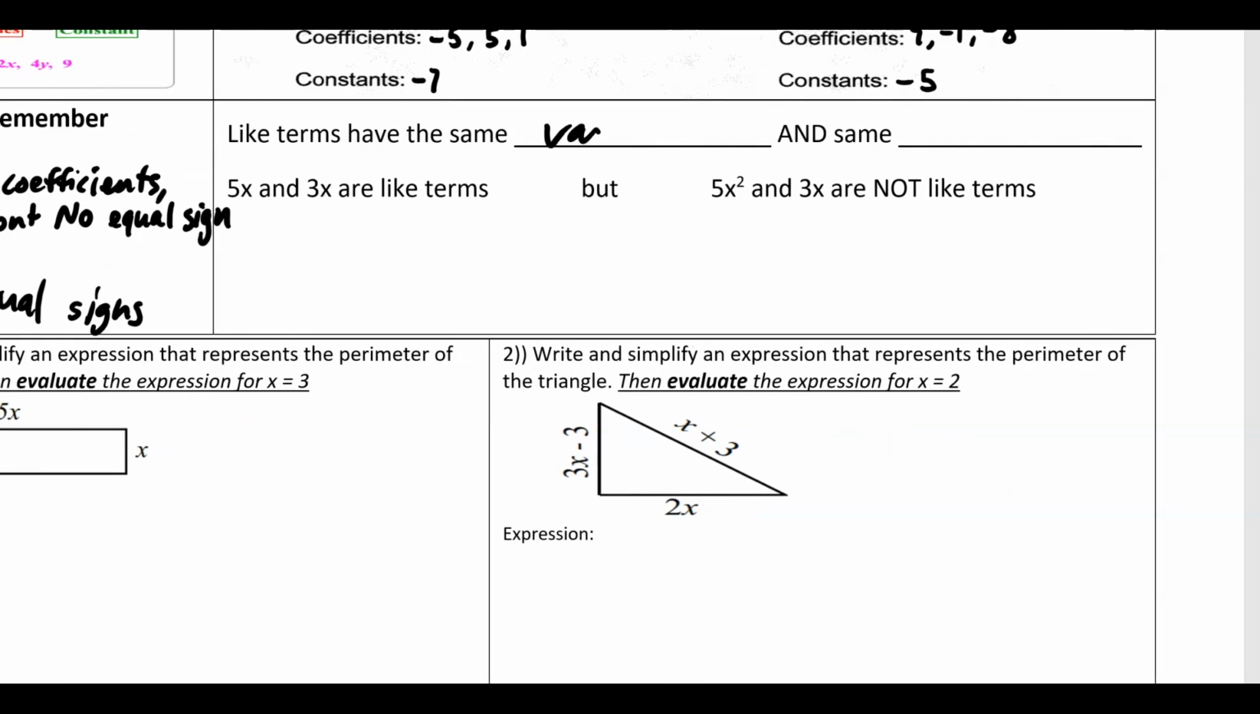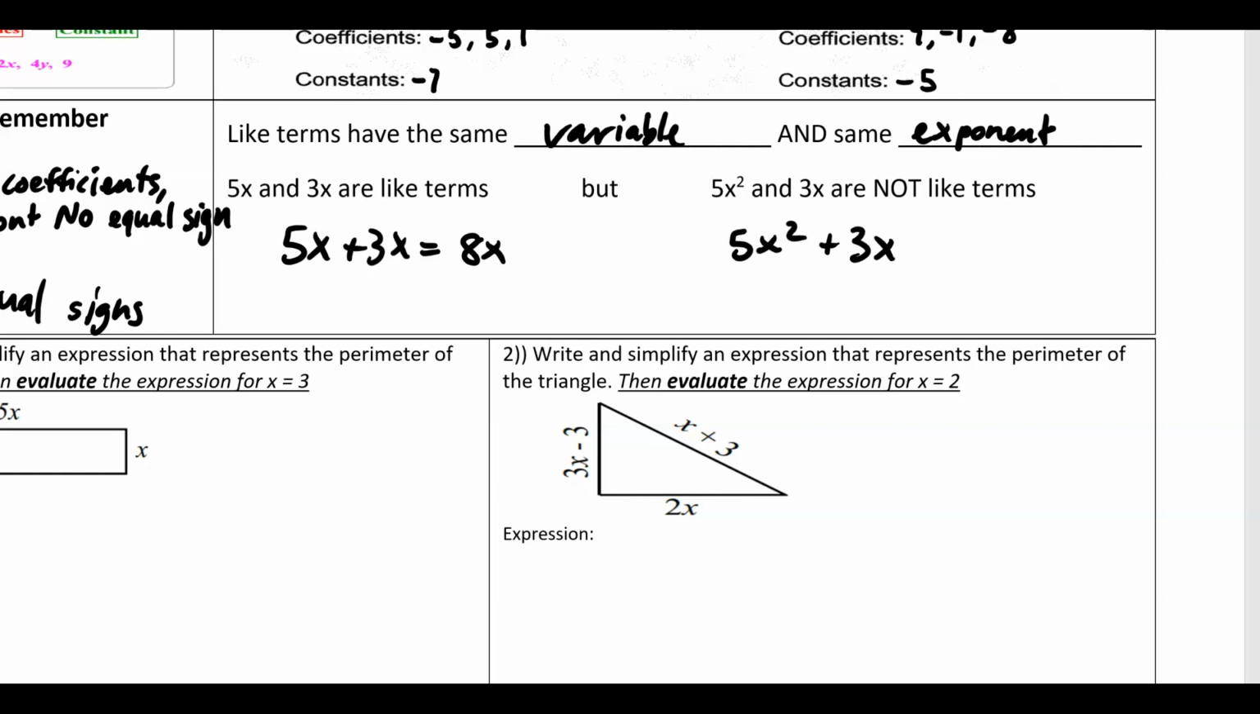And then the last thing that we're going to figure out today is that like terms have the same variable and the same exponent. Right? So 5x and 3x are like terms. They both have x and they have the same exponent. They don't have any exponent, or you could also say they have an exponent of 1, right? But 5x squared and 3x are not like terms. You can combine 5x and 3x to make 8x. You cannot combine 5x squared and 3x because this one has an exponent of 2 and this one does not have an exponent at all. So this would be simplified to 8x. This is simplified. You can't do anything to it.